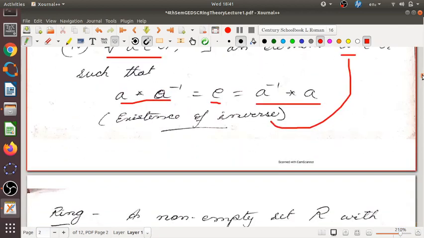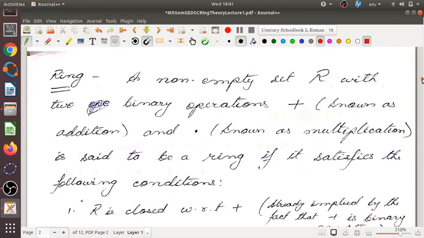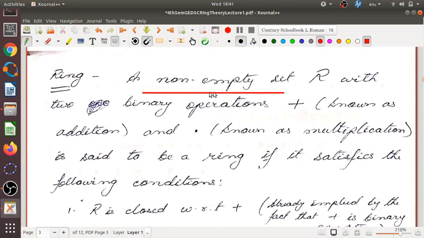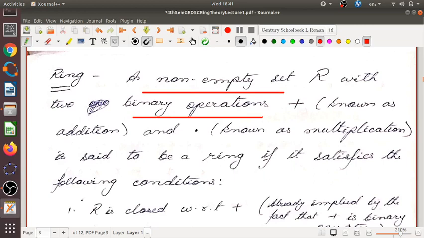So this was the definition of group. So in unit 5 we begin with ring. A non-empty set R with two binary operations. In case of group, only one binary operation will be there. In case of ring, there will be two binary operations.